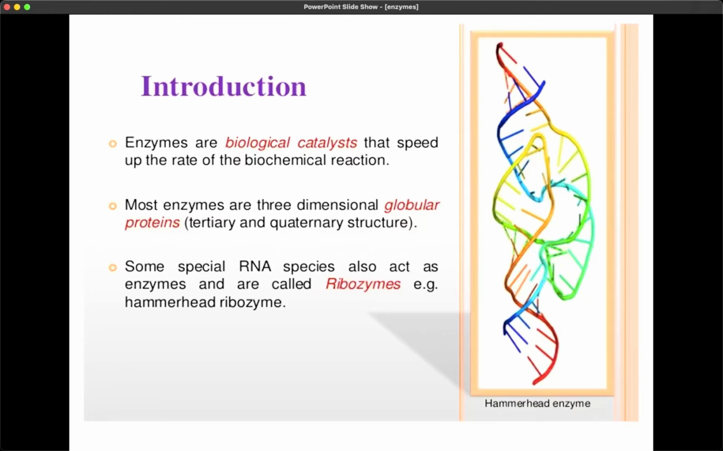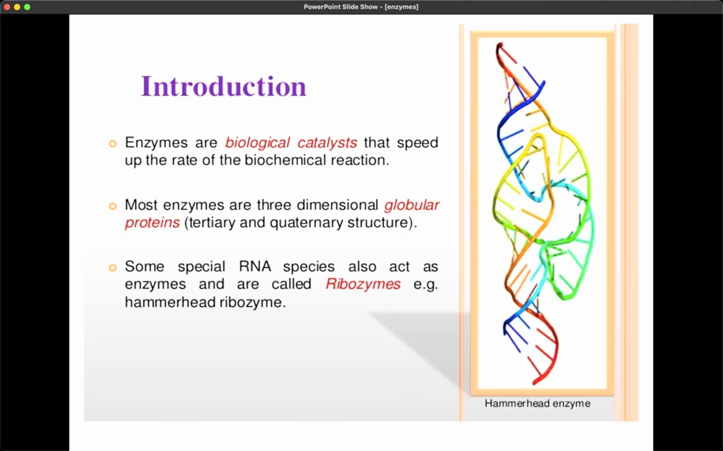So, welcome to the next chapter of our subject, our paper biochemistry, that is the enzymes. In this chapter, I think we have discussed already what the definition and the classification of enzymes are. So, let's look into the next part, that is the structure and the mechanism of its action.